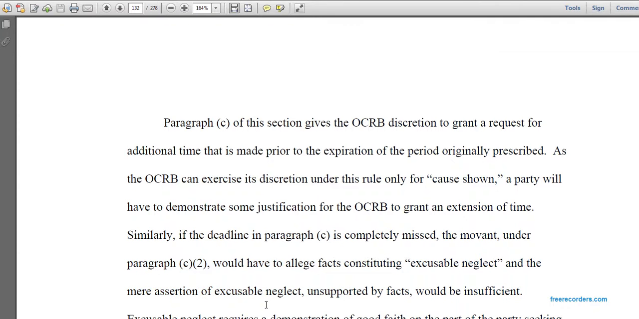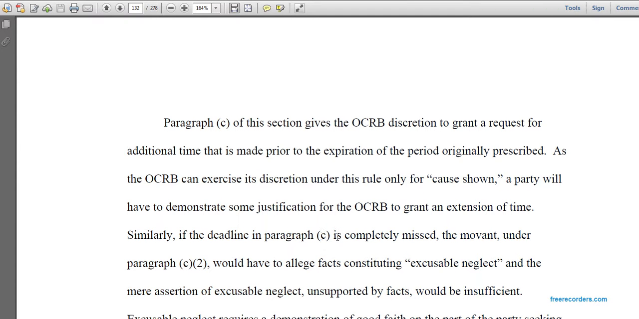Paragraph C of the section gives the Operating Crew Review Board discretion to grant a request for additional time that may be made prior to the expiration of the original period prescribed. The Operating Crew Review Board can exercise discretion under this rule only if cause is shown, as a party will need to demonstrate some justification for the Board to grant an extension of time.